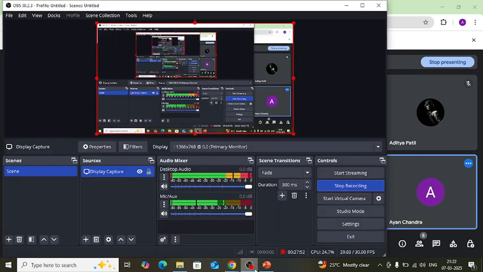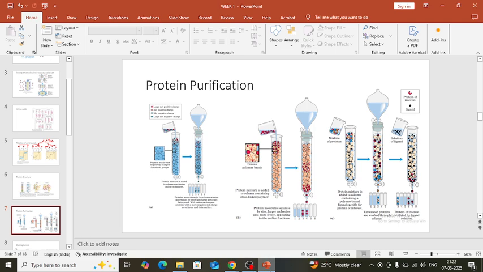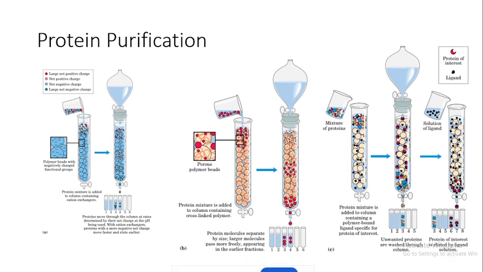Sir, antigen means a foreign substance like a protein or polysaccharide that triggers the immune response. Yes, and the antigen binds with what? Interacts with antibody.